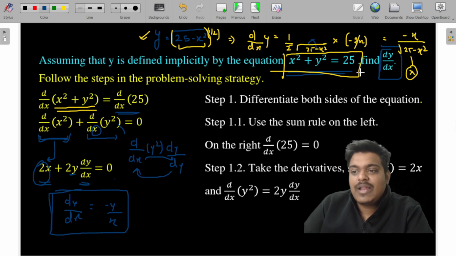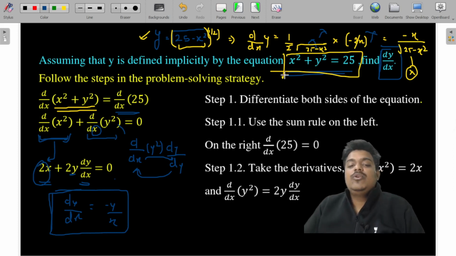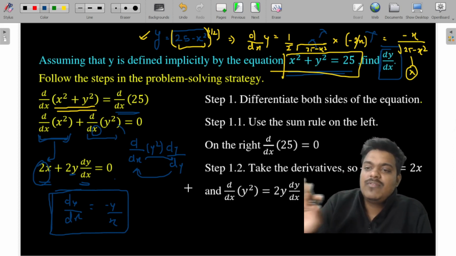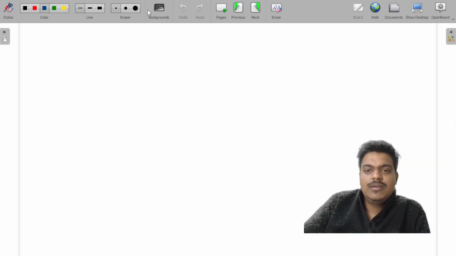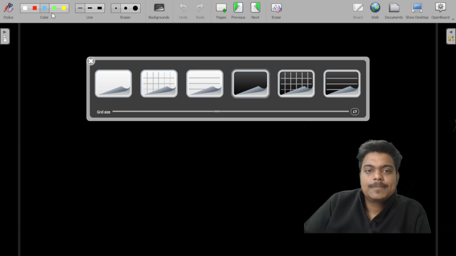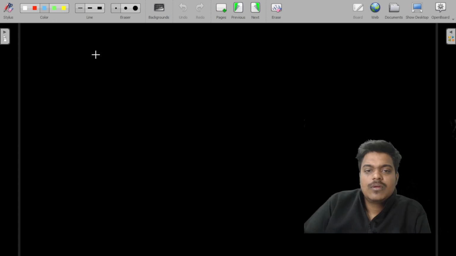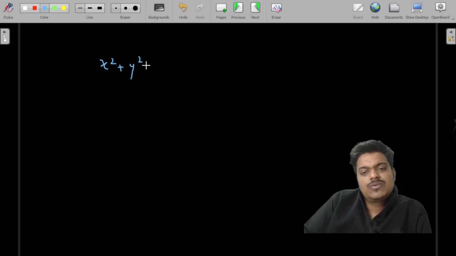This is the clear-cut value. Here you need to do a lot of calculation with roots, but here you haven't done anything. So whenever you are given an equation, I'll tell you how. Suppose you are given an equation x square plus y square plus 2xy is equal to y, suppose say.